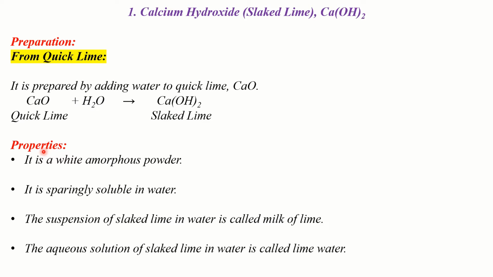Slaked lime is a white amorphous powder. It is sparingly, that is very less, soluble in water. The suspension of slaked lime, that is calcium hydroxide, in water is called milk of lime. This is very important, students. Please take a note of it. Now, if you filter this milk of lime, you get a clear solution, and that clear solution is called lime water. So technically speaking, lime water is nothing but the aqueous solution of slaked lime in water. These 2 points are very important from the exam point of view. So, give importance and learn these 2 points.